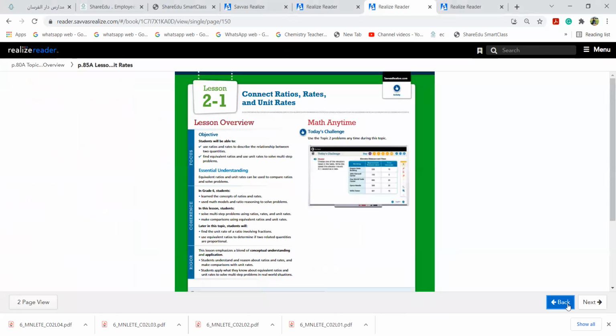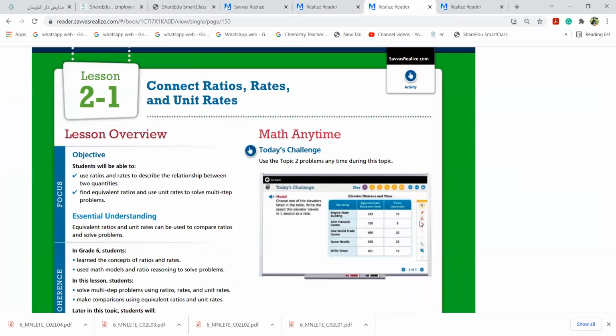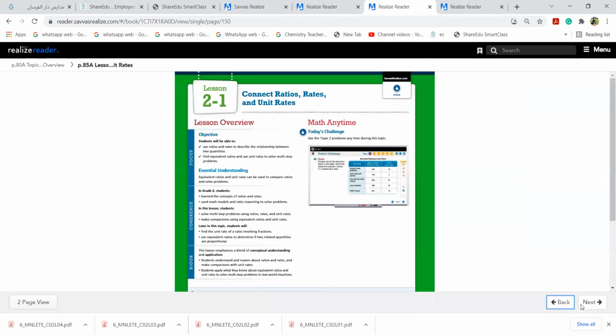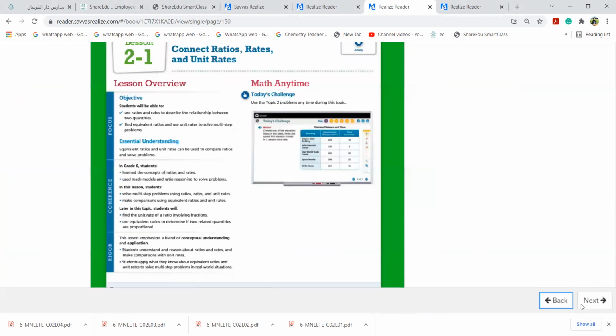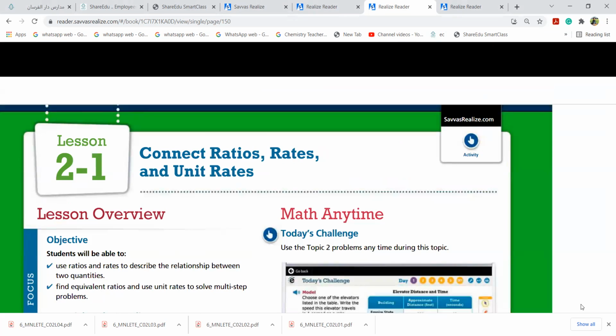Now let us begin. Lesson 2.1, connect ratios, rates, and unit rates. When I say the word unit, that means you will find for 1. Like I told you, 12 boxes is 28 riyals. So find the unit rate. That means 1 box is how much? Did you understand? If you want to find for 1 thing, you will write it as unit. That means short for 1 specific thing.